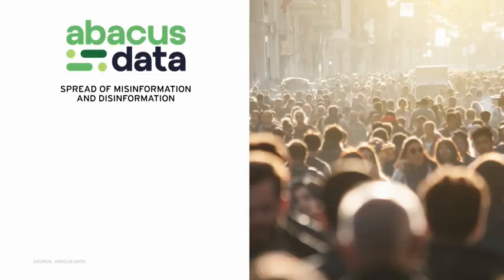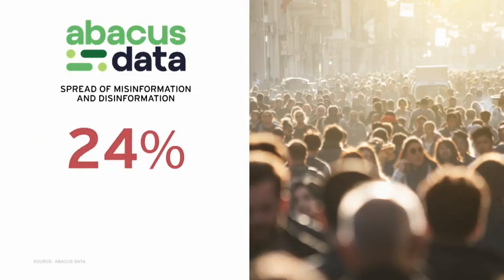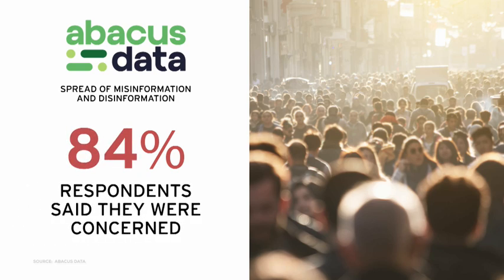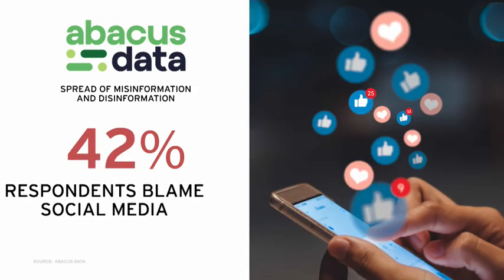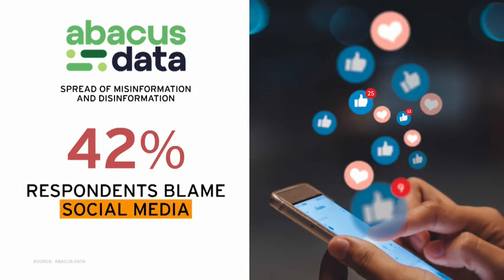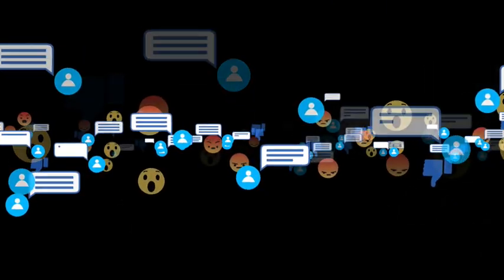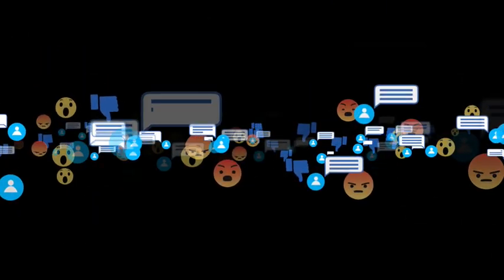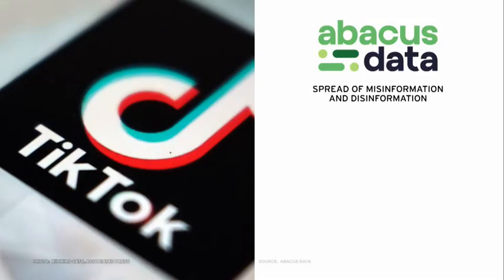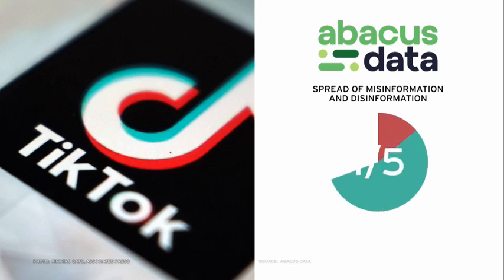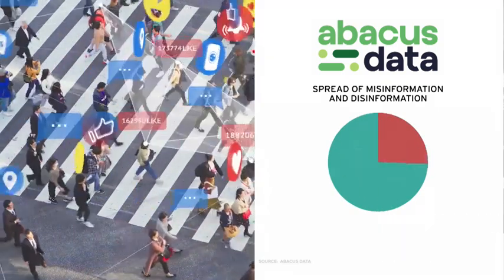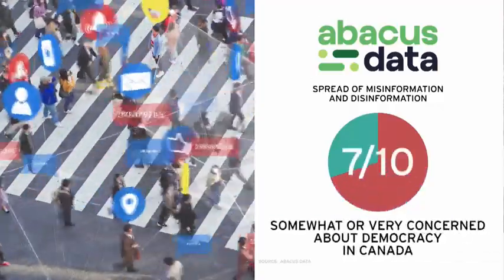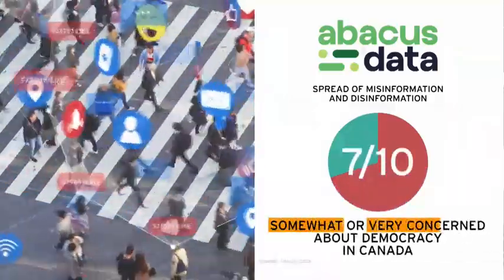In an Abacus Data survey commissioned by CPAC, 84% of respondents said they were concerned about the spread of misinformation and disinformation, with 42% blaming social media for spreading it. As concerns increase about the spread of misinformation and disinformation, 1 in 5 Canadians are turning to non-traditional media for their news, and more than 7 out of 10 respondents were somewhat or very concerned about the state of democracy in Canada.